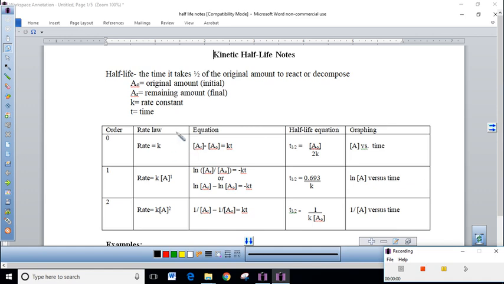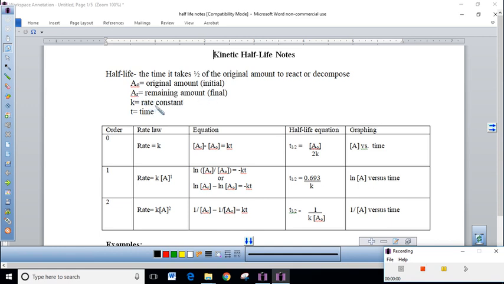You need to know what things stand for. You're going to see A with a little 0. It's not really a 0, it's more of an O. That's going to stand for the original amount. We could even put it as AI, the initial amount. We're going to have AR, which is the remaining amount. Also could be AF for the final, so however you want to look at it.